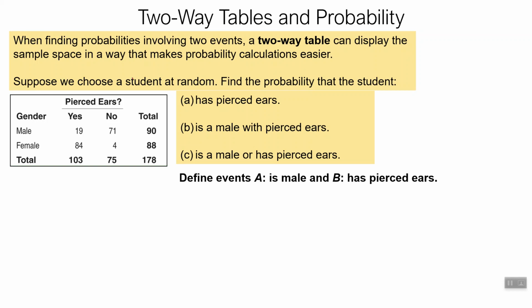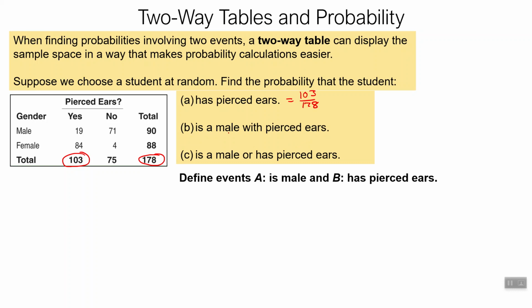Let's see, suppose we chose a student at random. Find the probability that the student has pierced ears. So let's see, we're looking at pierced ears and we're looking at gender. So we want to just know, do they have pierced ears? So that means yes for pierced ears. The total for that is 103. It's still out of everybody. So this probability is equal to 103 out of 178.